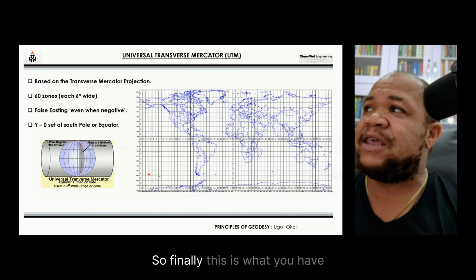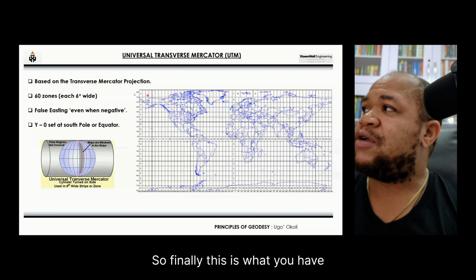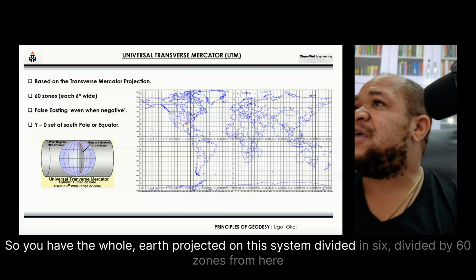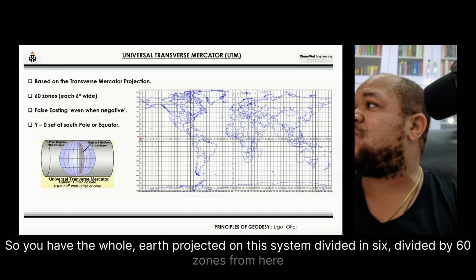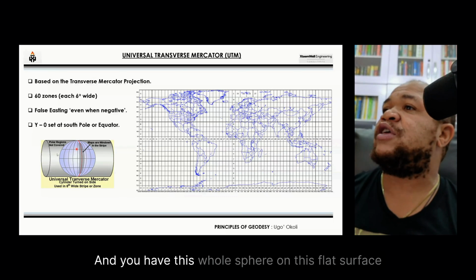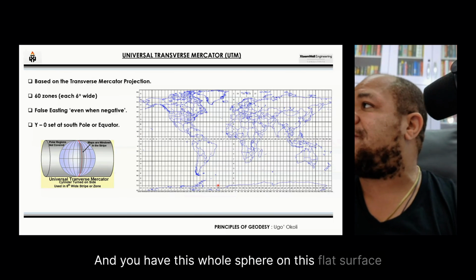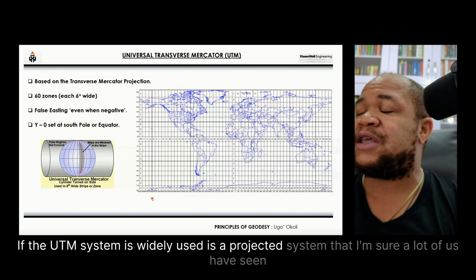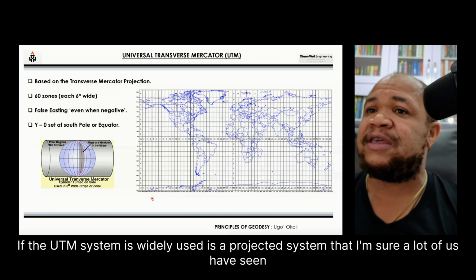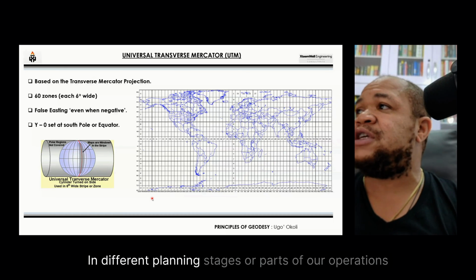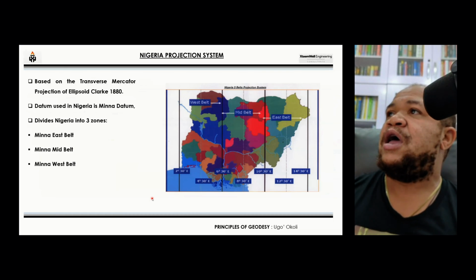So finally, this is what you have. You have the whole Earth projected on this system, divided by 60 zones from here all the way here, and you have this whole sphere on this flat surface. The UTM system is widely used. It's a projected system that I'm sure a lot of us have seen in different planning stages or parts of our operations.